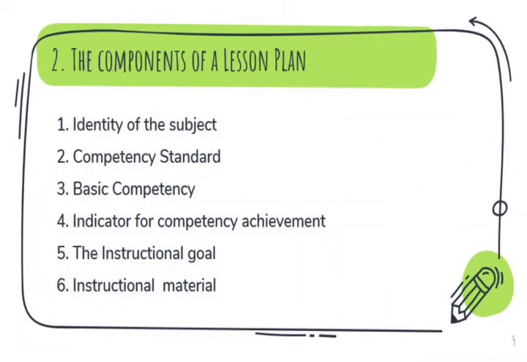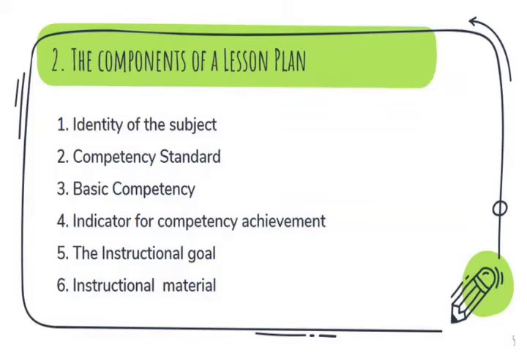Second, the lesson plan components. An RPP is designed to meet basic competencies that can be implemented in one or more meetings. The things that must be in the RPP are as follows. Number 1, identity of the subject matter, which includes the title of the lesson, class or semester, program, theme, and time allotment. Number 2, competency standards. Number 3, basic competence. Number 4, competency achievement indicators.